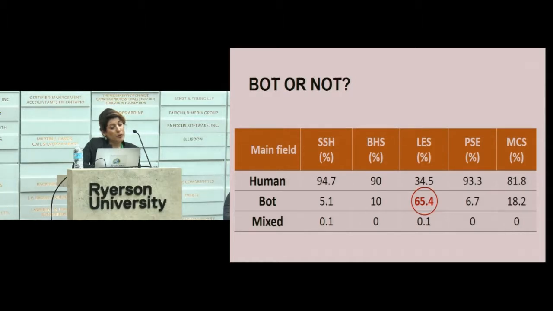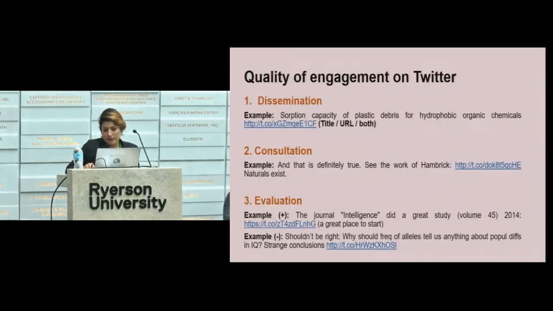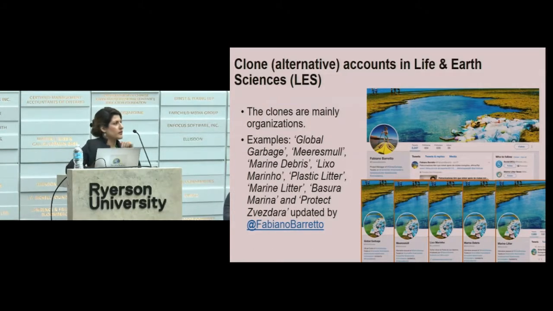And the problem was with life and earth sciences, where more than 65% were found to be bots. And we wanted to know why. What's the reason there are so many bots there? So we dug into the data, and we found a lot of clone accounts.